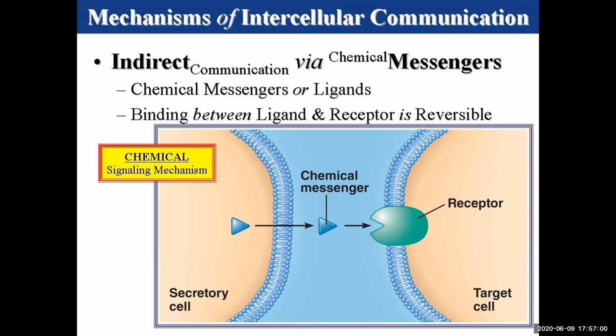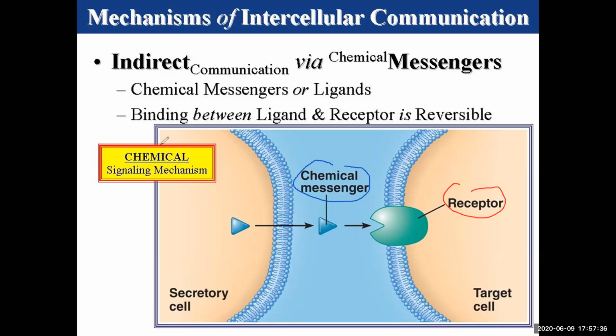So this is the chemical signaling, and this is indirect because one cell needs to secrete a chemical acting as a messenger, and that messenger has to bind to a receptor on the target cell. So here, it takes two to tango. In other words, it requires a chemical messenger, but it also requires a receptor, right?